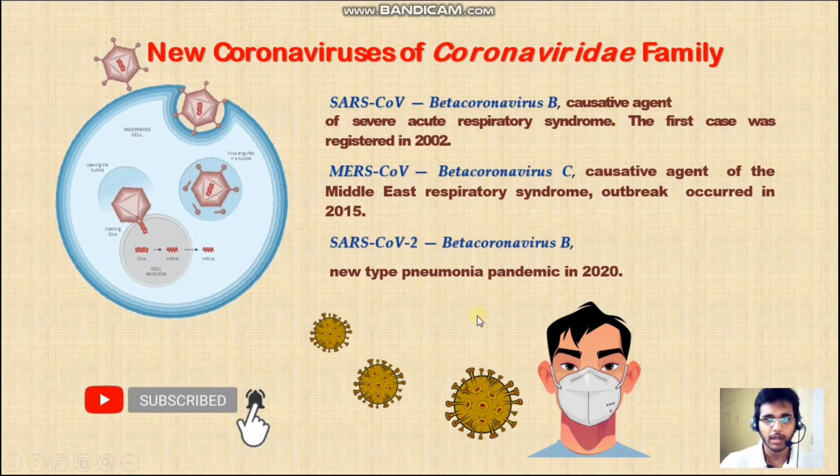In this video lecture we will be concentrating on the new coronavirus outbreaks which occurred during the 21st century, and we are going to concentrate more on beta coronavirus B, which caused severe acute respiratory syndrome, the first case of which was registered in 2002. In our upcoming videos we will discuss the MERS coronavirus, beta coronavirus C, which caused Middle East respiratory syndrome in 2015, and in the final parts of our lecture series we will also discuss SARS-CoV-2, which has caused the current COVID-19 pandemic.